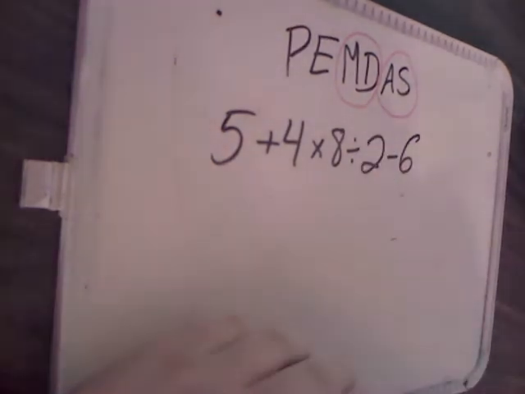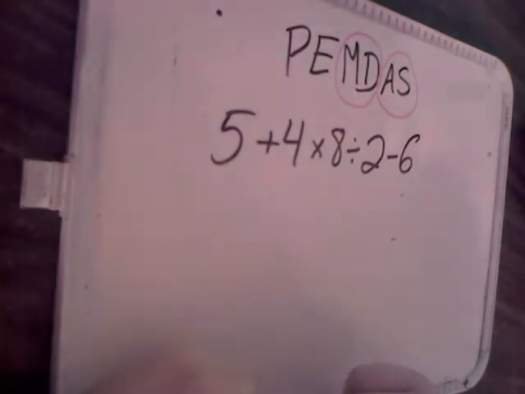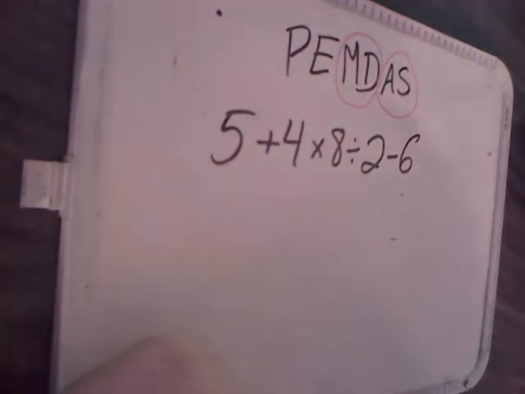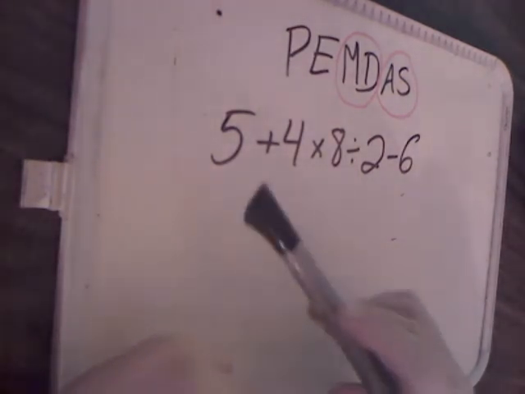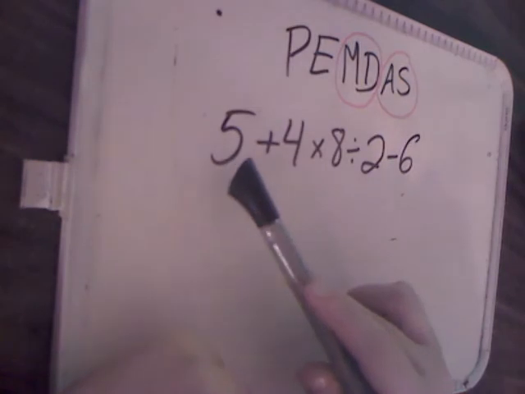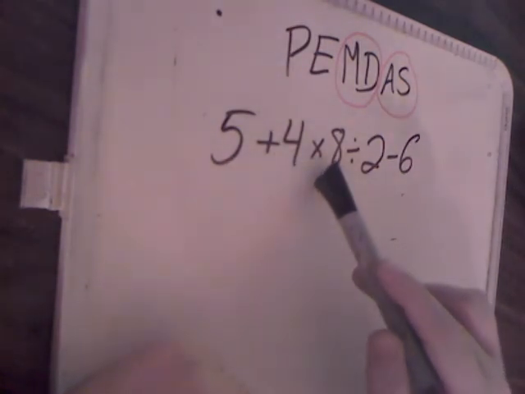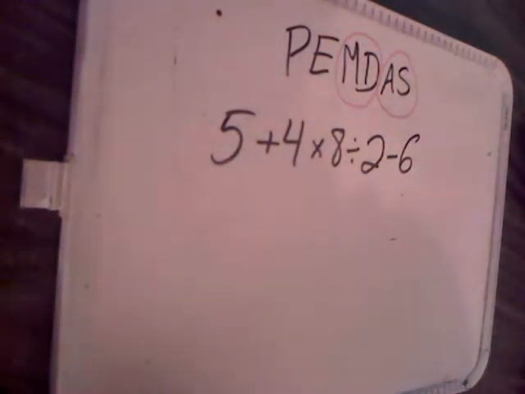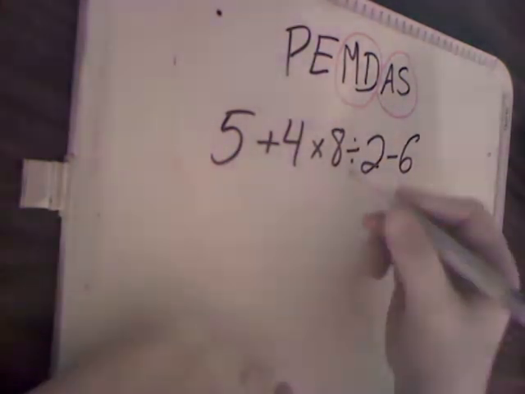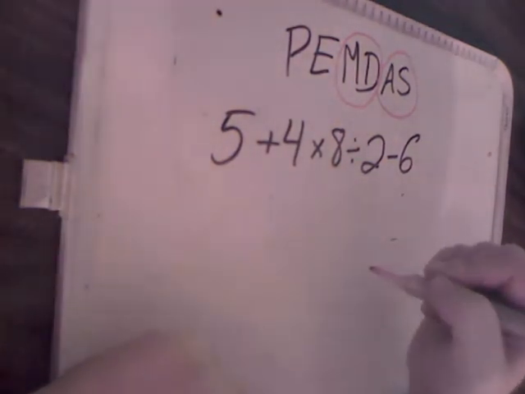Multiply or divide. Now, if division comes first, we're going to do division first. If multiplication comes first, we're going to do multiplication first. And when I say first, I mean you're going to read this equation just like you're reading in a book. So you're going to look for the first multiplication or division sign that you see, and here it is at 4 times 8. So what we're going to do is multiply 4 times 8 first.